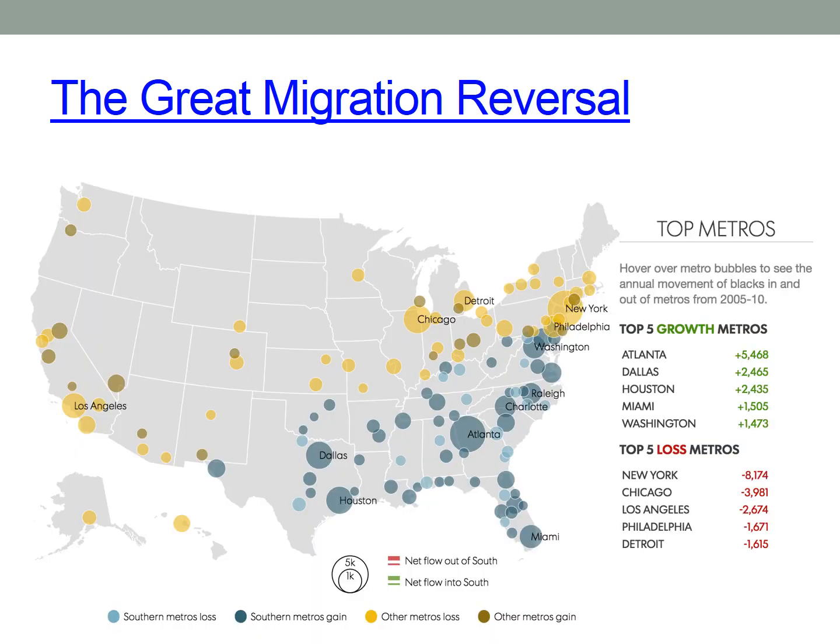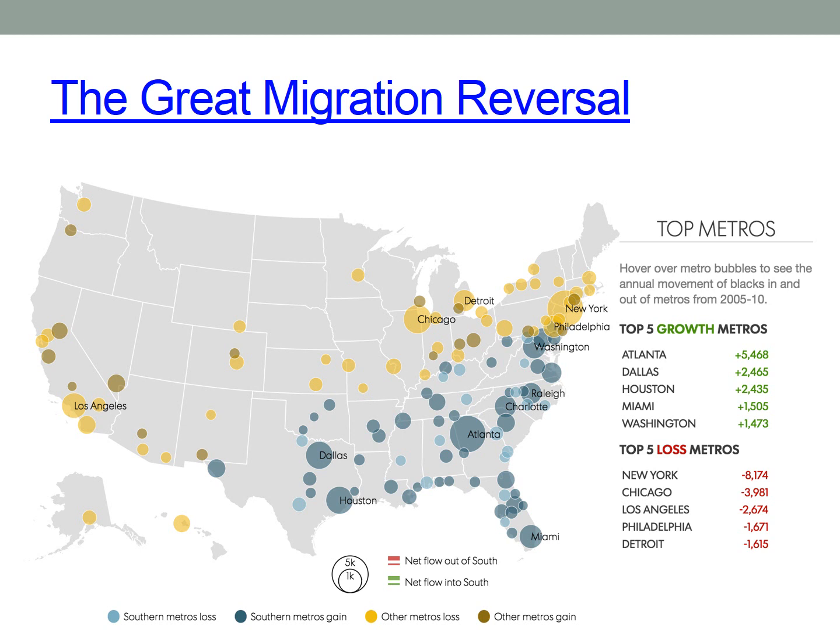Now, in kind of an interesting reversal, we've actually seen that many African Americans, because of disillusionment and deteriorating living conditions in the Rust Belt of the urban North and West, coupled with growing economic opportunities in southern cities, have been moving back to the South, particularly to the large cities of the South.